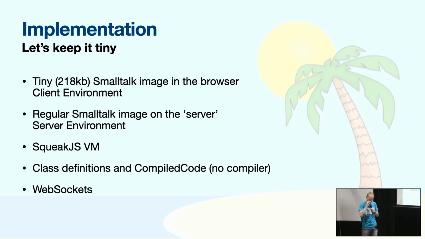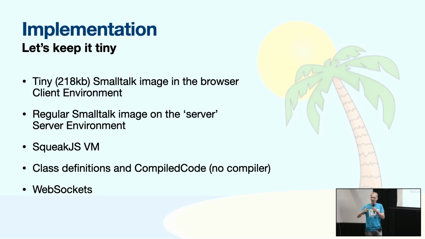To keep it small and performant, I didn't want to have a compiler inside the browser in this tiny image. So what it actually does, it only receives the class definitions and the bytecode, which form the methods and the blocks within the methods. So only very few things have to be sent to the client image, and bytecode is not very big. It's only a set of bytes per method, so it still remains small.